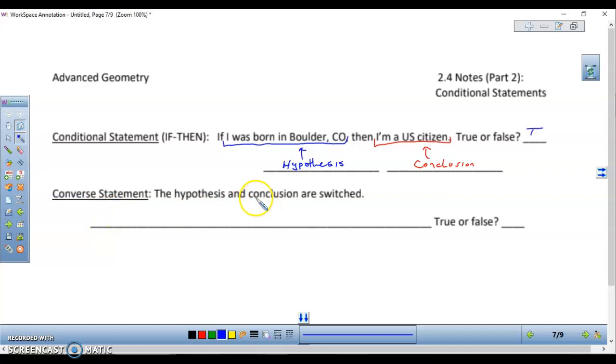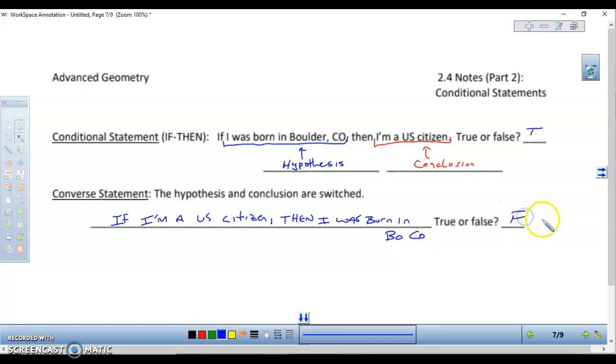The converse of a statement is when you take the hypothesis and the conclusion and you switch them. So instead of saying, if I was born in Boulder, Colorado, then I'm a U.S. citizen, if you swap those, you would get, if I'm a U.S. citizen, then I was born in Boulder, Colorado. Is that true or false? Man, that is a totally false statement. I know a lot of people that are citizens and weren't born in Boulder. In fact, I am a U.S. citizen, but I was not born in Boulder. So that is a false statement.